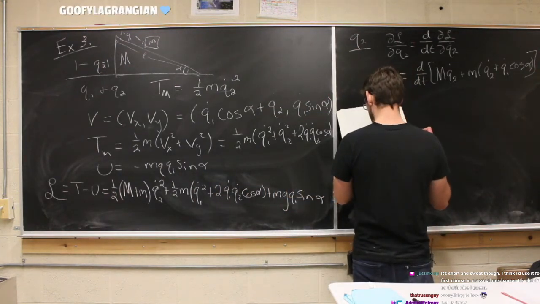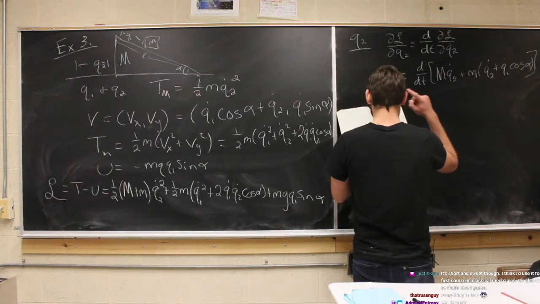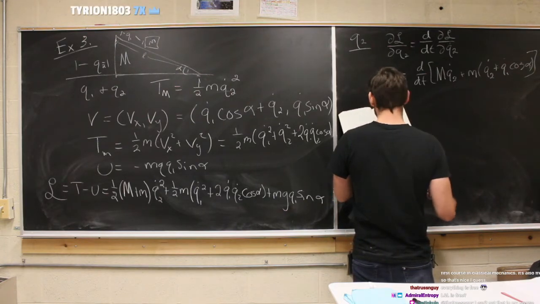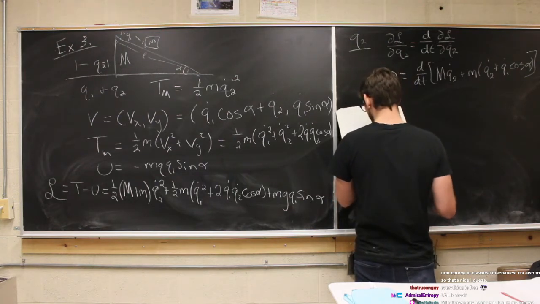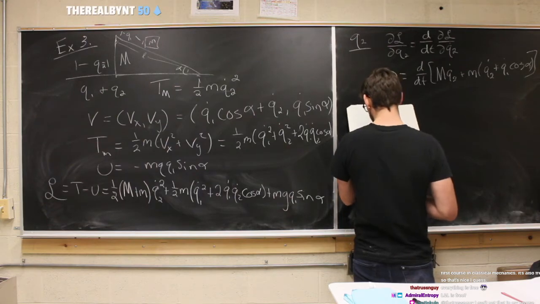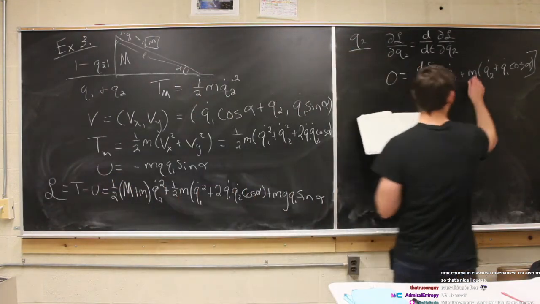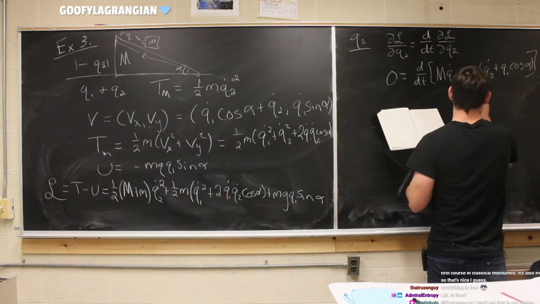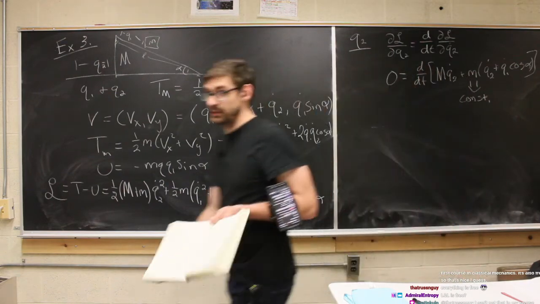Well, everything in there, the only difference really is that all of the q2 dots turn into q2 double dots, right? And we also know that this is equal to a constant then, right? Who cares what kind of constant. But that term right there is equal to a constant.